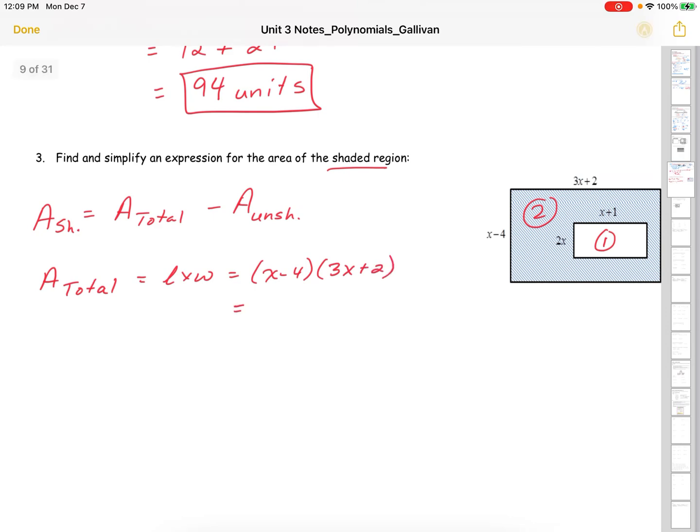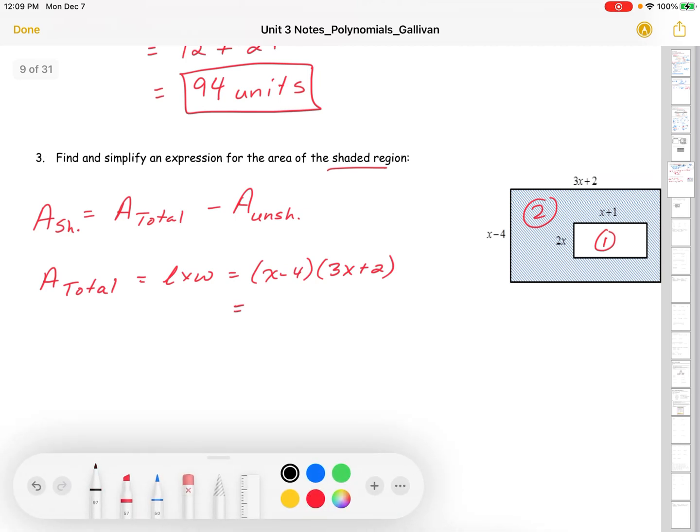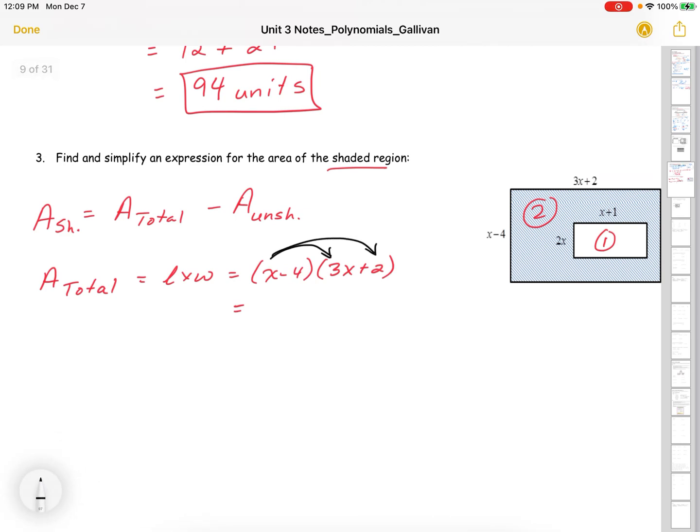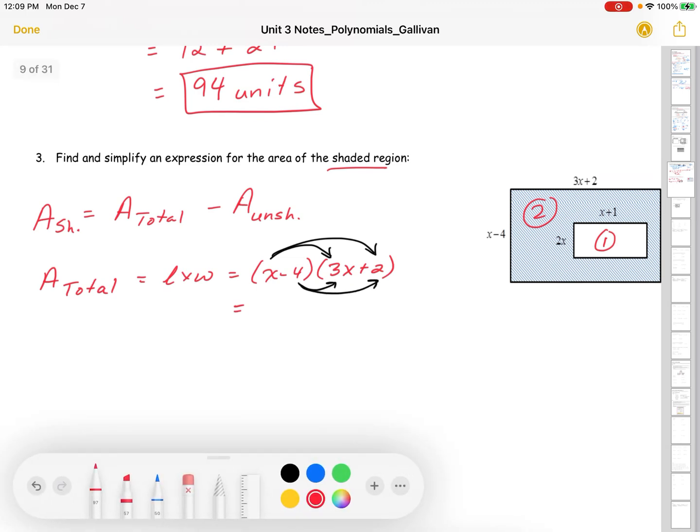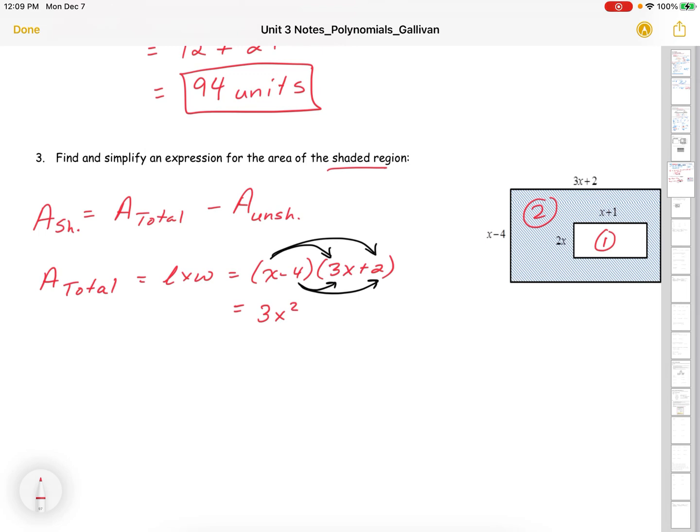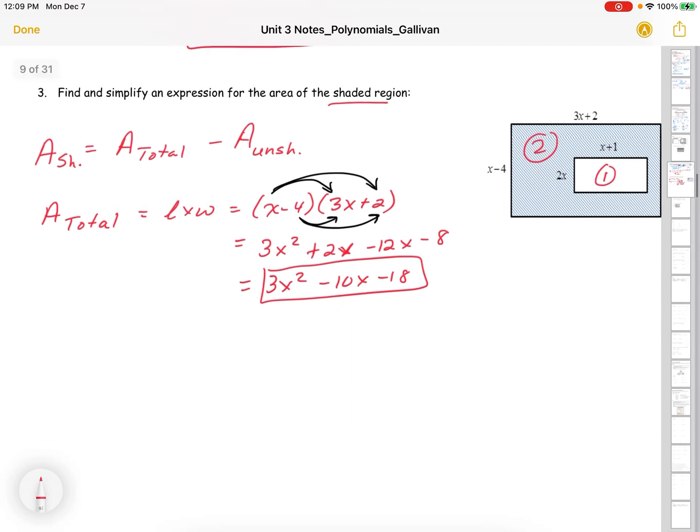We're going to use FOIL. I like FOIL. I like tricks, whenever math has tricks. So first, outer, inner, last. So we're going to get 3x squared plus 2x minus 12x minus 8, which is 3x squared minus 10x minus 8. So that's our area of the total, the big one.